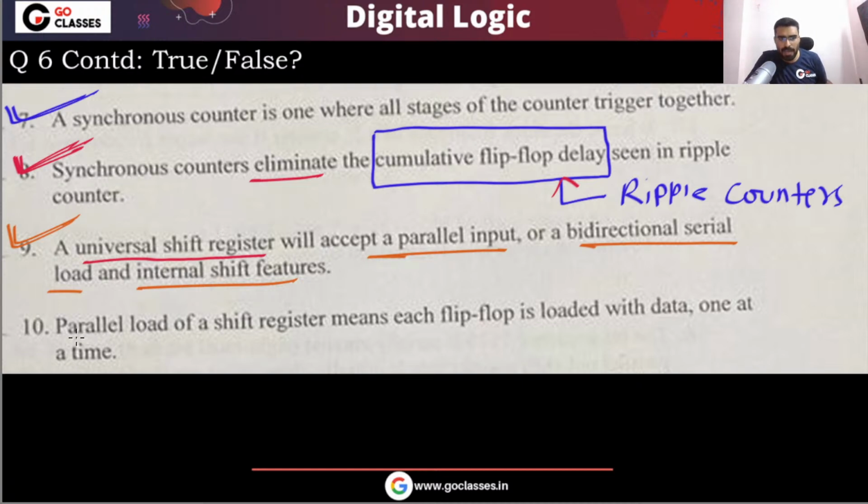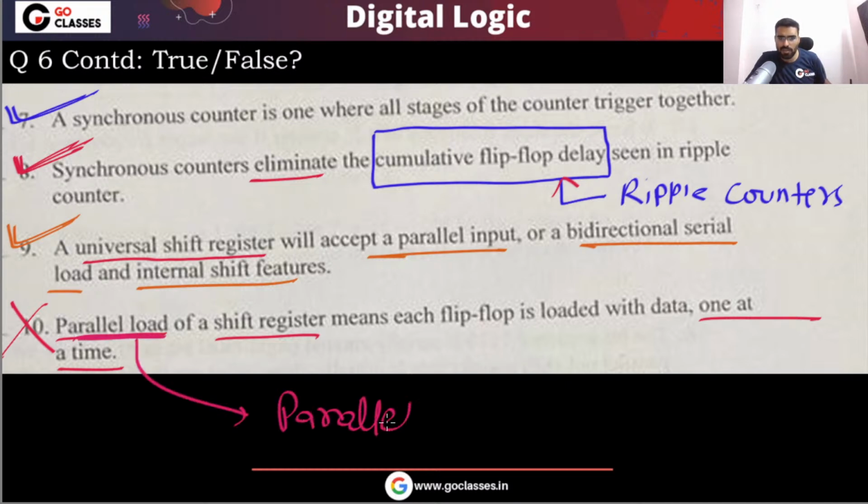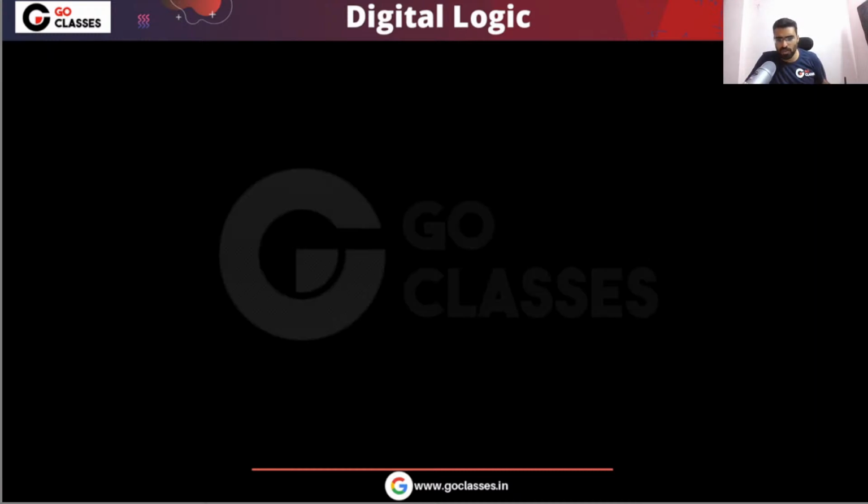Next, parallel load. Parallel load of a shift register means each flip-flop is loaded with data one at a time. No, this is not correct, because parallel load simply means that you are giving the parallel inputs. So you are loading the data in parallel. So you can notice this statement is wrong, because this statement is saying that we are doing one at a time. So this statement is wrong.